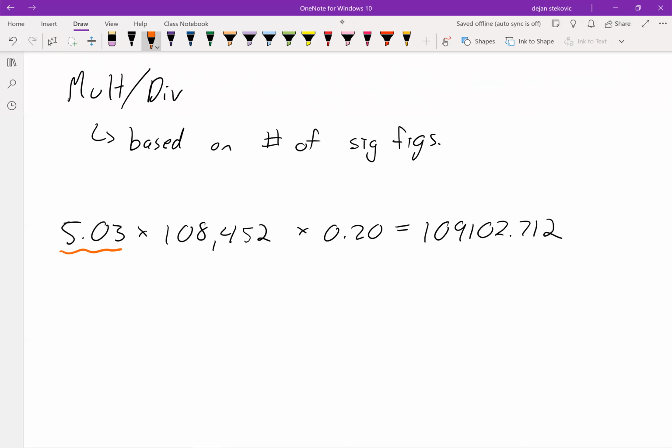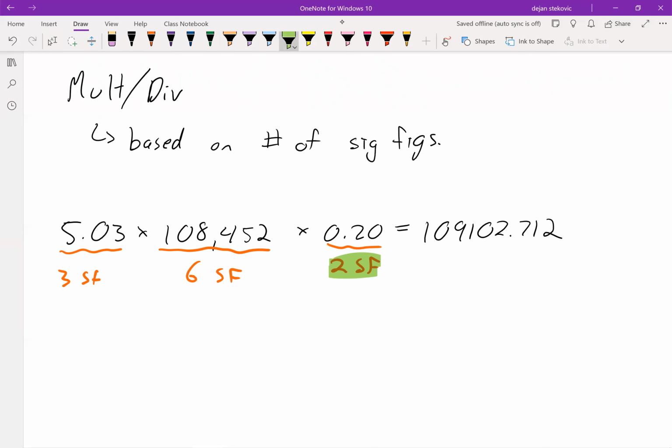So if we take a look at the first number, we've got 3 sig figs here. If we take a look at this number, we've got 6 sig figs here. And then if we take a look at this number, we only have 2 sig figs, right? The 2 and the 0. The leading 0 obviously doesn't count as a sig fig. And so this is our least precise measurement, and our answer can only have 2 sig figs.